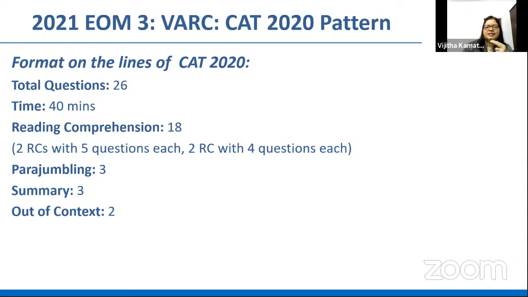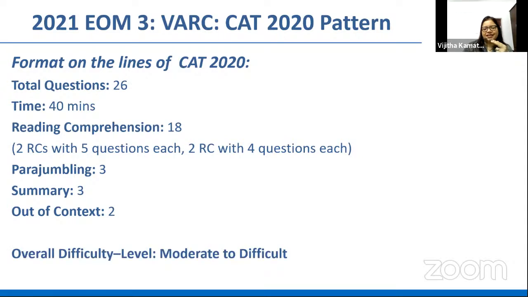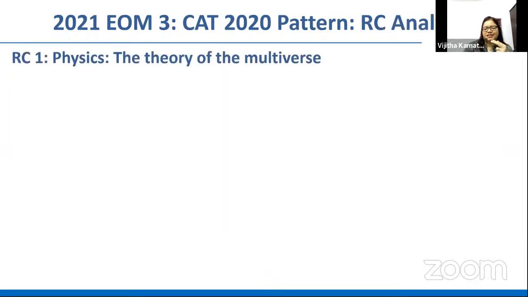What are we going to regard this sectional as? Considering the length of the RCs, you'd find in comparison that the RCs of this sectional are slightly longer, and the topics were slightly dense, a couple of them. We will want to consider this sectional as a moderate to difficult one, definitely with some leanings towards the difficult side in terms of the language used in the RCs. So, what was the first passage?